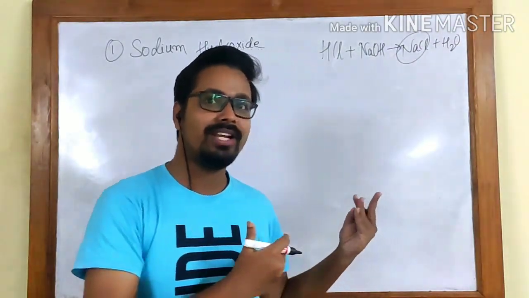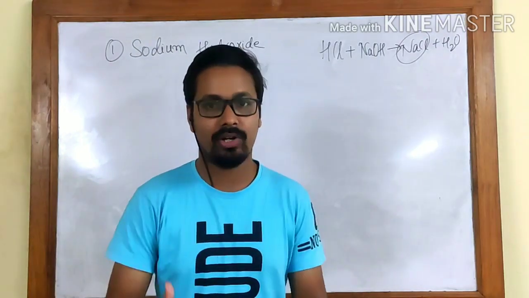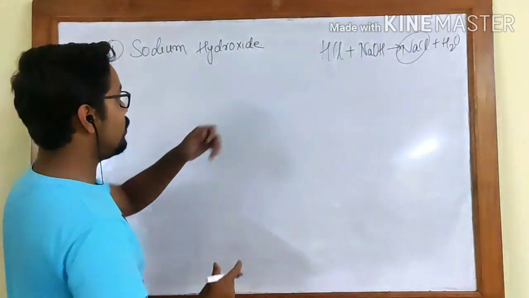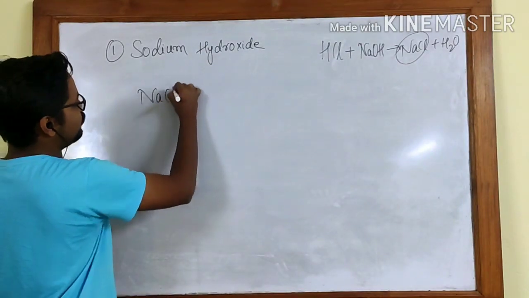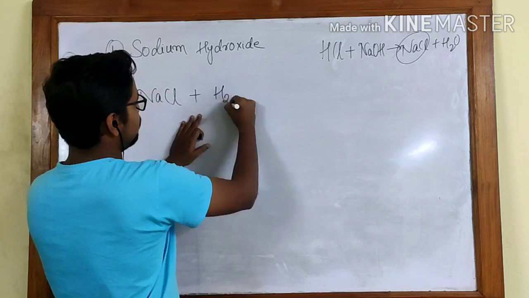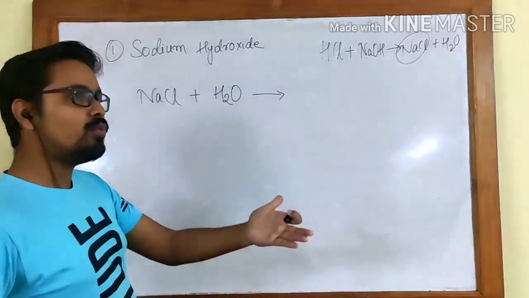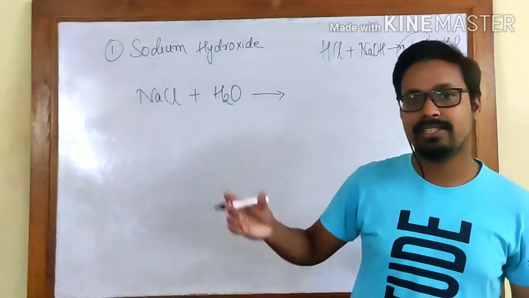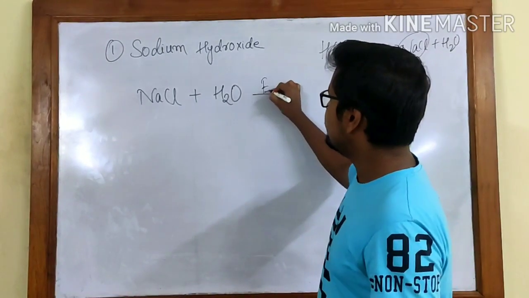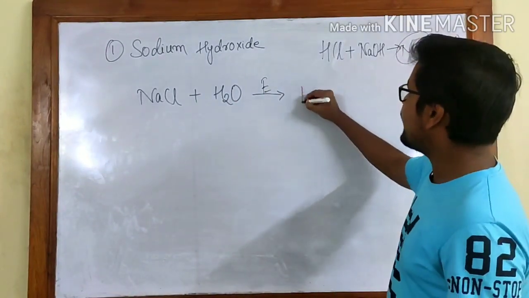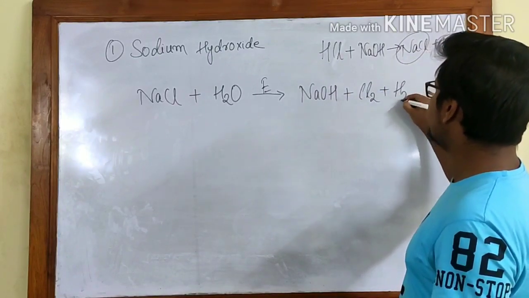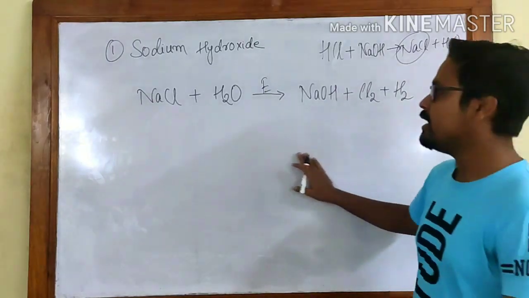So for this reaction, we need one electrolysis chamber, meaning we need an electrolytic reaction. What we will do there is take one solution of salt, and the salt is going to be our NaCl. So we will have one NaCl solution, an aqueous solution in water. Then we have to pass electricity through it. So that's why it is an electrolytic reaction. On passing electricity, this will form NaOH, and along with this Cl2 and H2. So three compounds are formed.